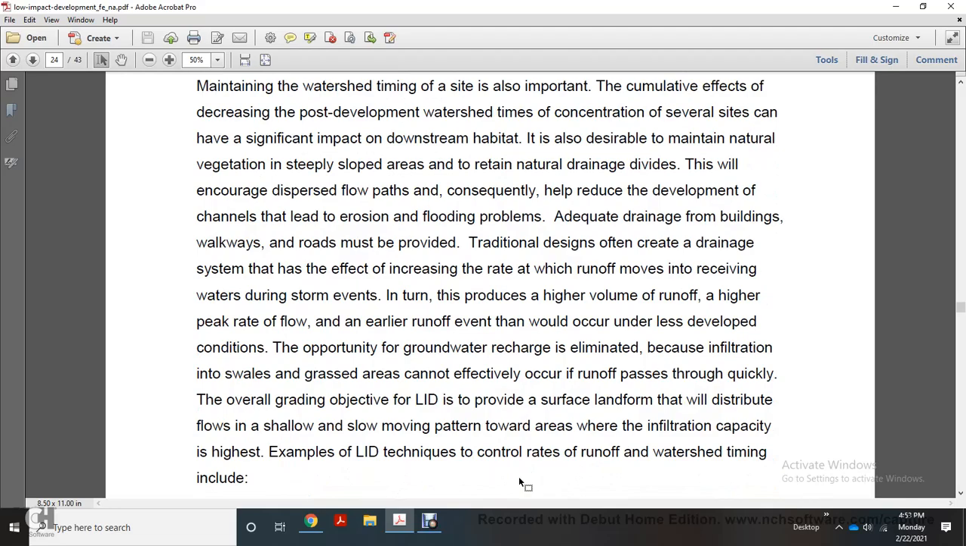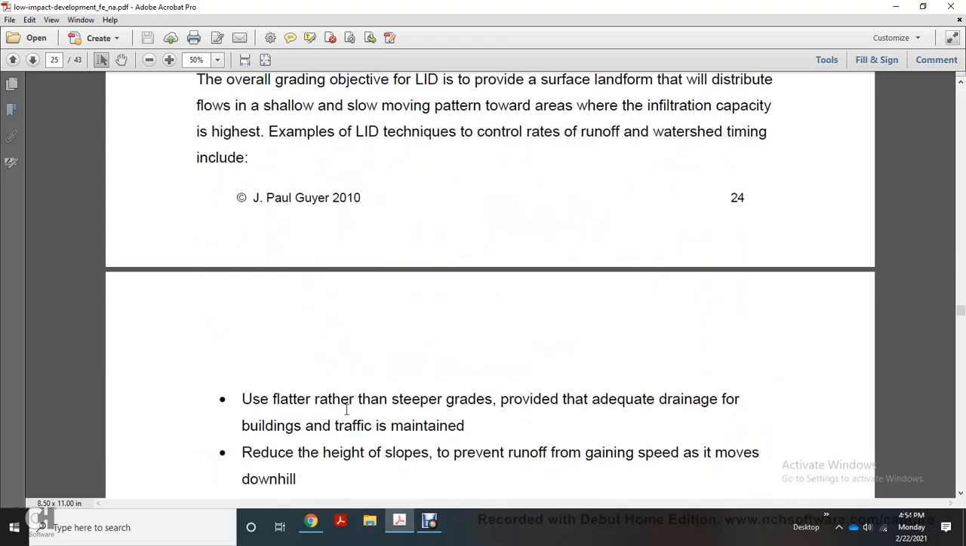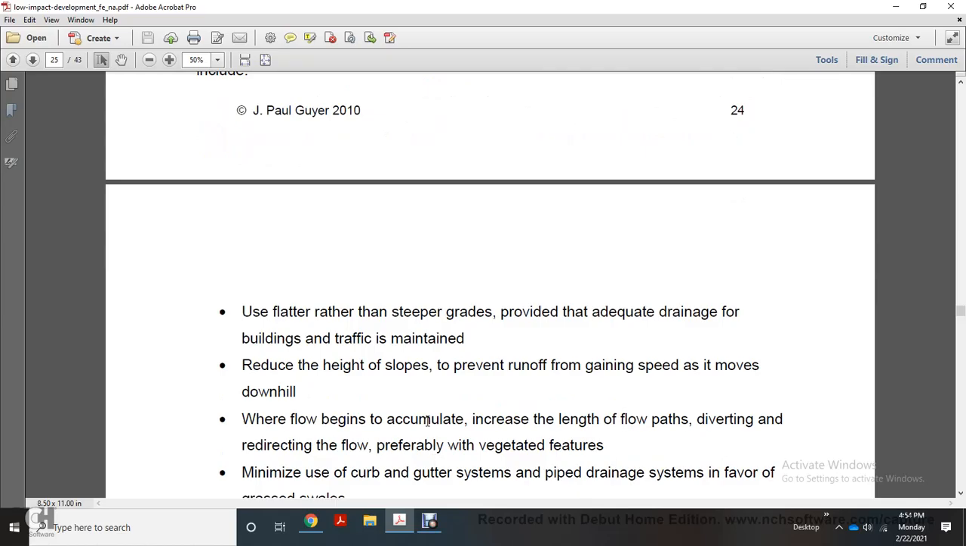The overall grading objective of low-impact development is to provide a surface landform that will distribute the flow in a shallow, slow-moving pattern towards areas where infiltration capacity is highest. Examples of low-impact development techniques to control rates of runoff and watershed timing include the use of flatter rather than steeper grades, while providing adequate grade for buildings and traffic to maintain. Reduce the height of slopes to prevent runoff from gaining speed as it moves downhill. Where flow begins to accumulate, increase the length of the flow path, diverting and redirecting flow, preferably to vegetated areas.